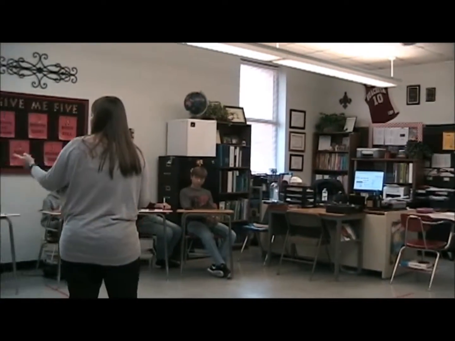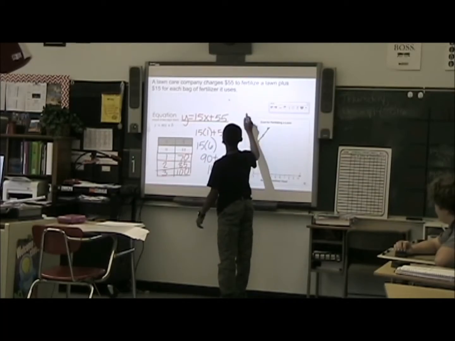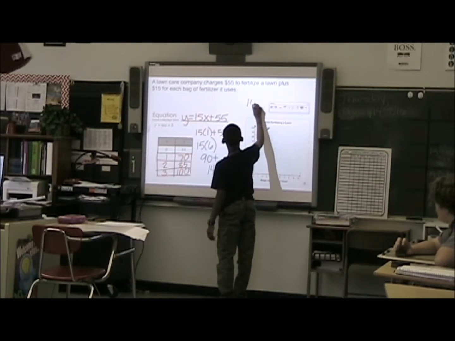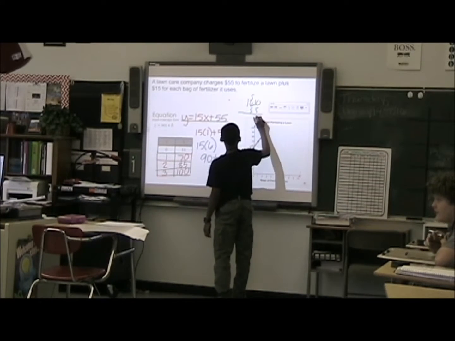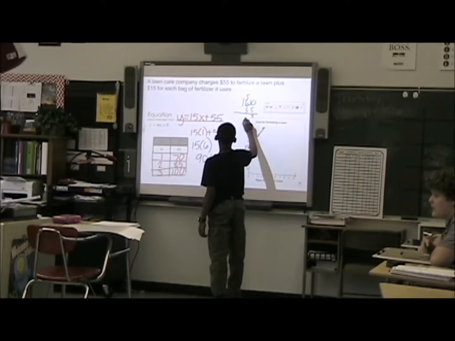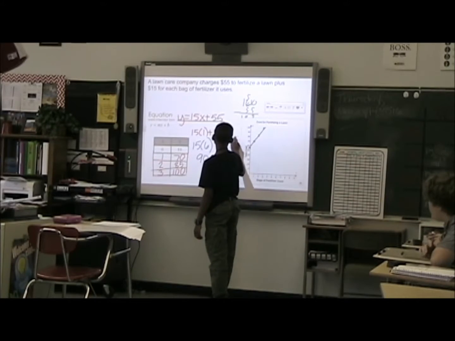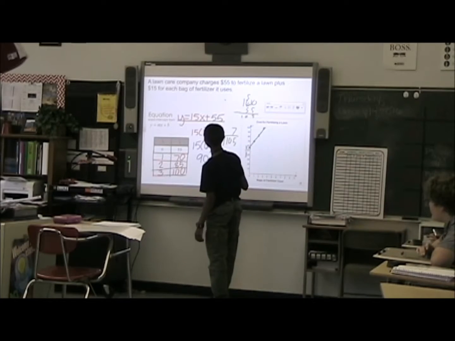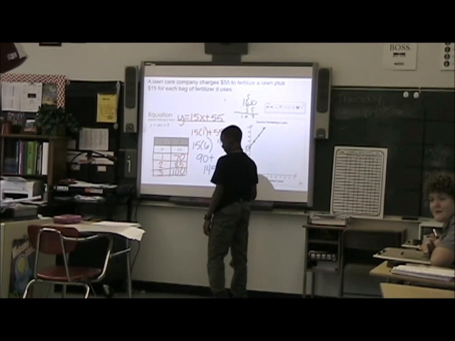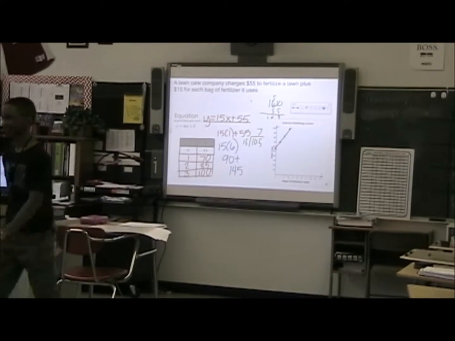Was there another way you could do this? Yeah, go ahead. You subtract 55 from 160, and you'll get 105. Divide this by 15, and you'll get 7 bags of fertilizer. Perfect. Do y'all agree with that? Yes. That is using inverse operations to solve an equation.